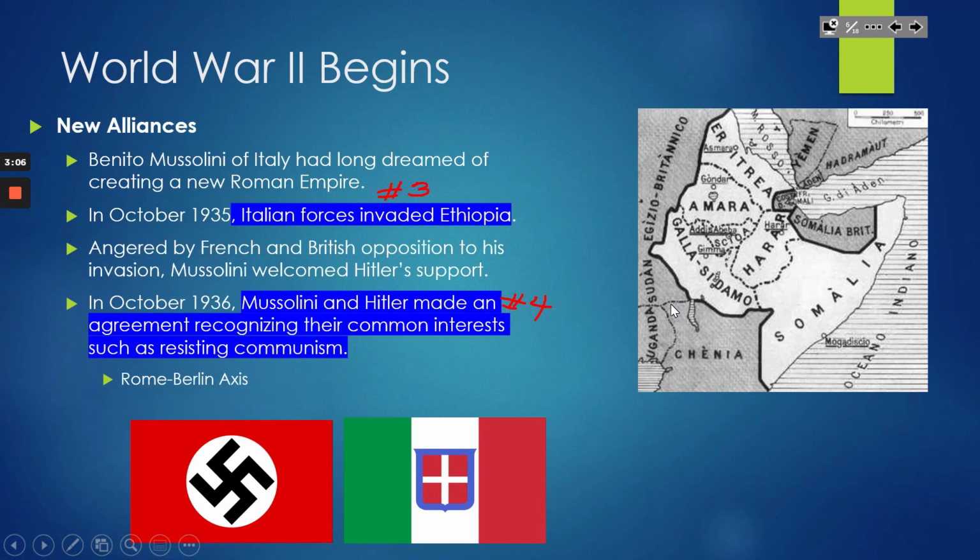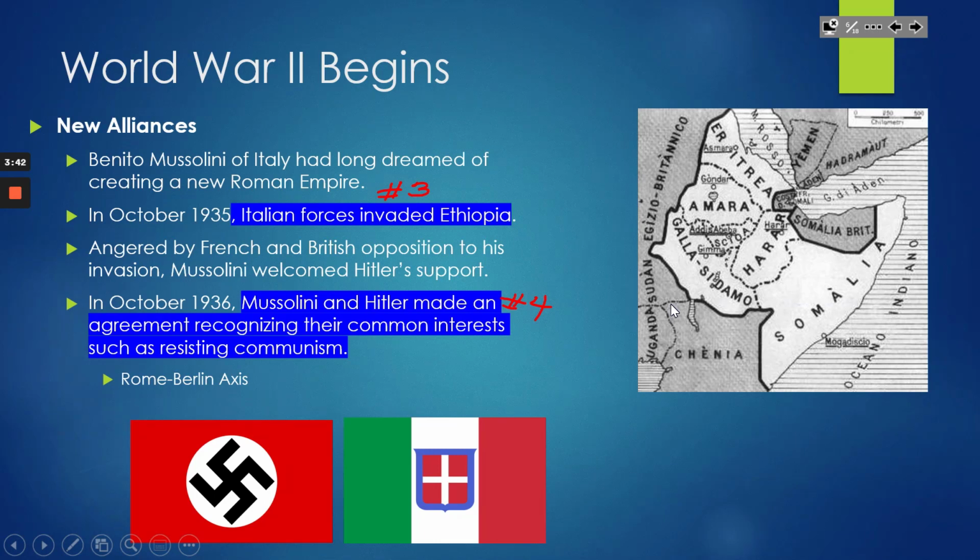Okay, this is 3 and 4. Italy tried to expand their empire in Ethiopia. When they did invade Ethiopia, France and Britain was like, no, you're not supposed to be doing this. This is wrong. And Mussolini was like, don't tell me what to do. This is my country. Don't tell me what to do with it. And because of that, he was angry with France and Britain, and then he aligned himself with Hitler and having his support.